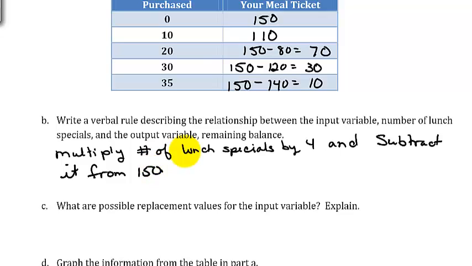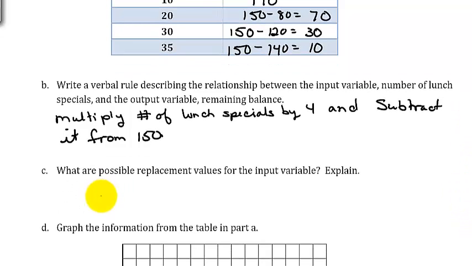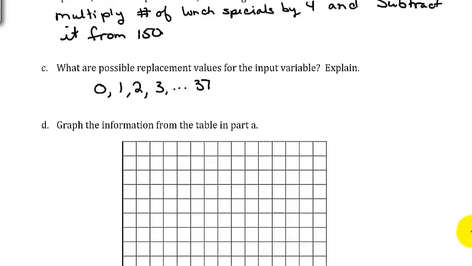What are possible replacement values for the input variable? Explain. So 0, 1, 2, 3, and we can keep on going. And we're not going to be able to keep on going forever, though. So after 35 meal tickets, we were down to $10. And with only $10 left, I can buy 2 more meals that will be covered in full. And after that, then I would only have $2 left. So we can buy a total of 37. You can't buy the 38th because you won't have enough money to buy that 38th ticket.